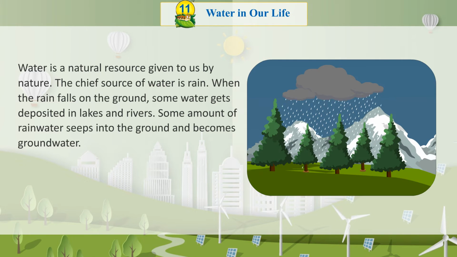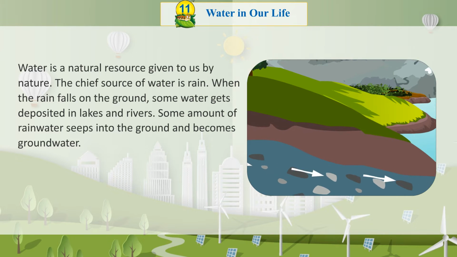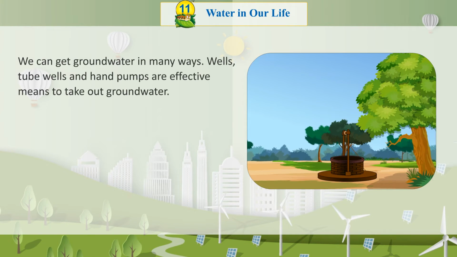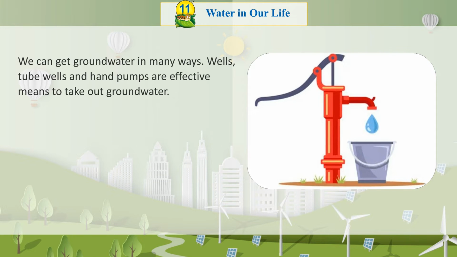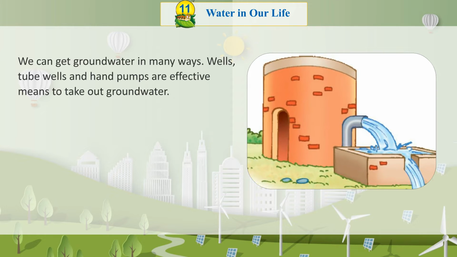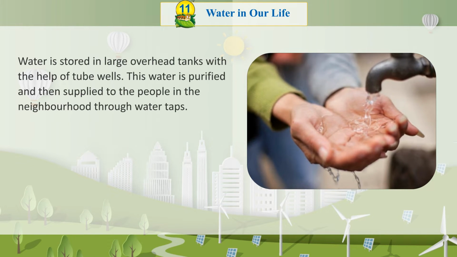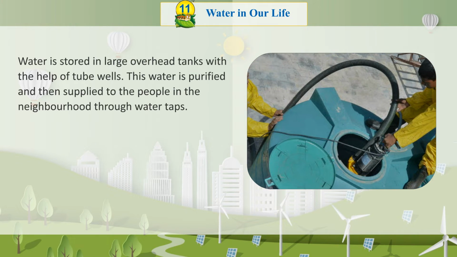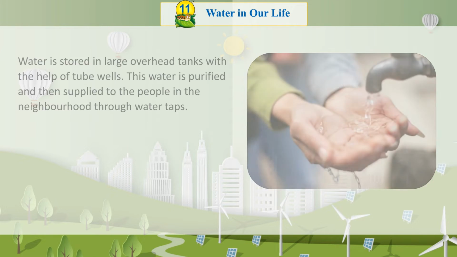When the rain falls on the ground, some water gets deposited in lakes and rivers. Some amount of rainwater seeps into the ground and becomes groundwater. We can get groundwater in many ways. Wells, tube wells, and hand pumps are effective means to take out groundwater. Water is stored in large overhead tanks with the help of tube wells. This water is purified and then supplied to the people in the neighborhood through water taps.